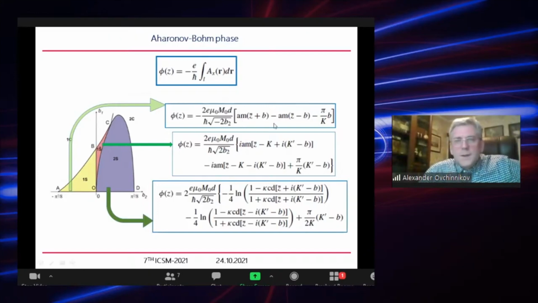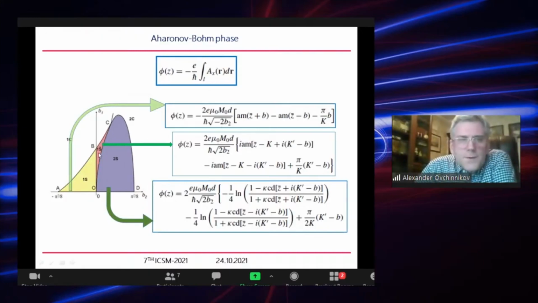It contains the Jacobi amplitude function. Some parameters appear here, like b. It comes from the exact solution of the double sine-Gordon model. I don't give the explicit expression here because it's rather complicated. But if someone gets interested, details may be found in our original paper.